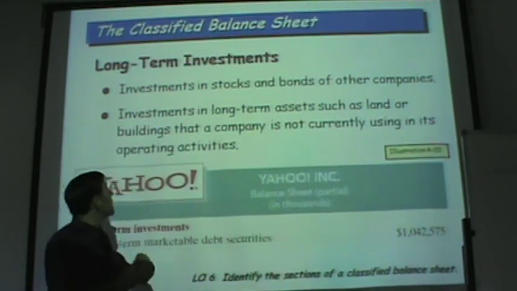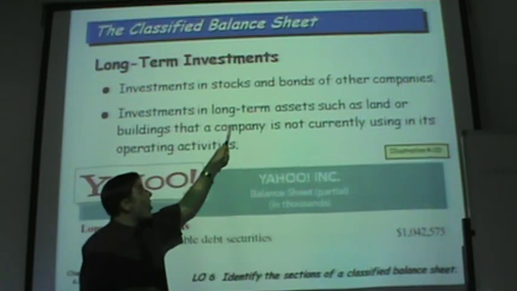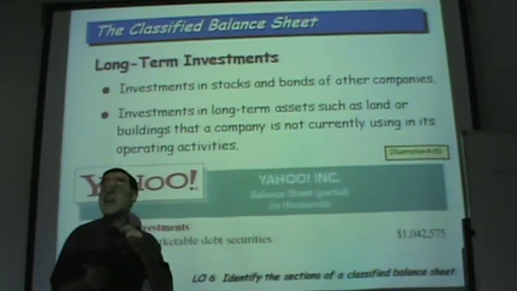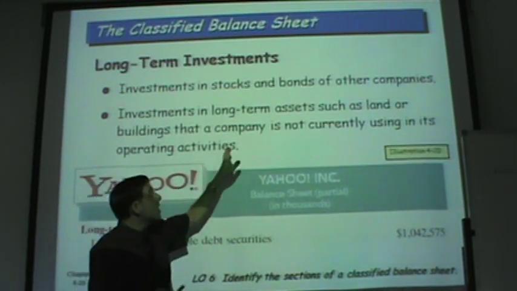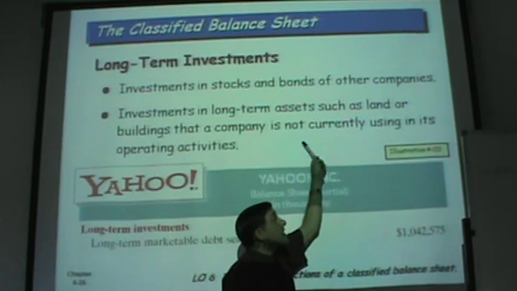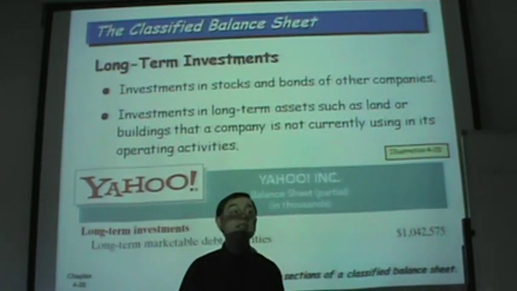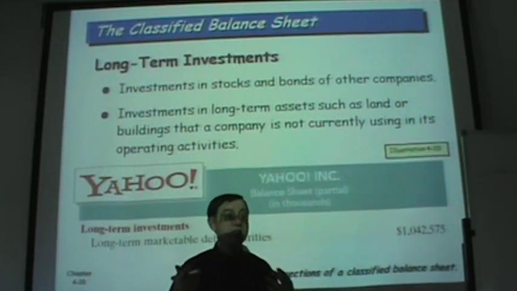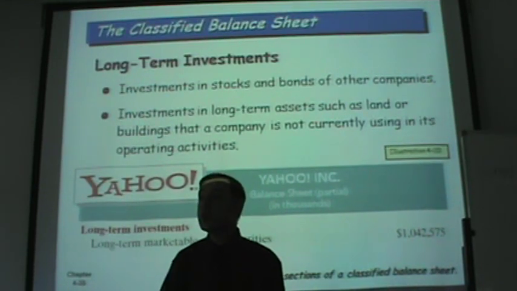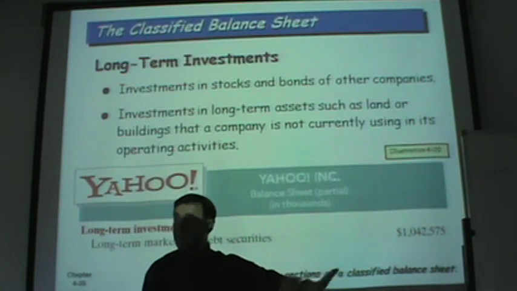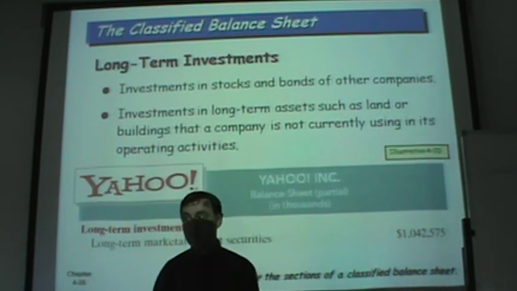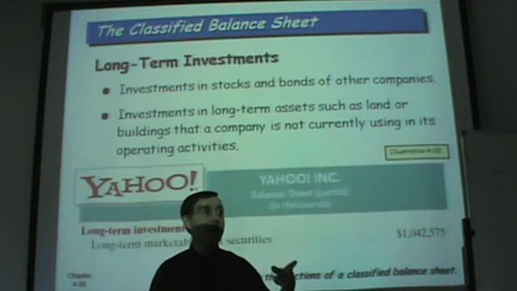The next one will be investment in long-term assets, such as land or building. And here is the key, not currently used. So this is an asset, you buy it, but you don't use it now. For example, Building 7 in the university is currently used. So it's a different story. It's called property, plant, and equipment. It's coming next, property, plant, and equipment.